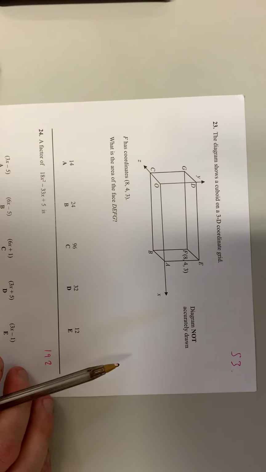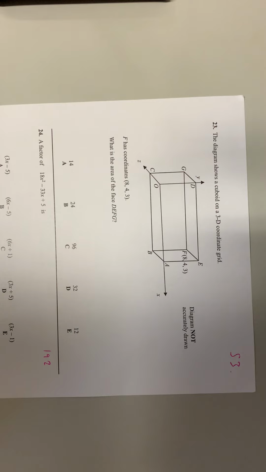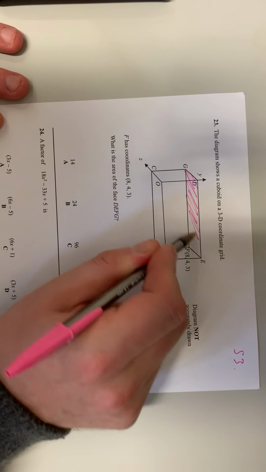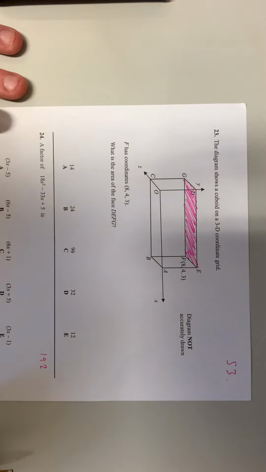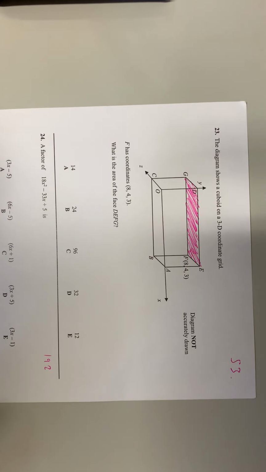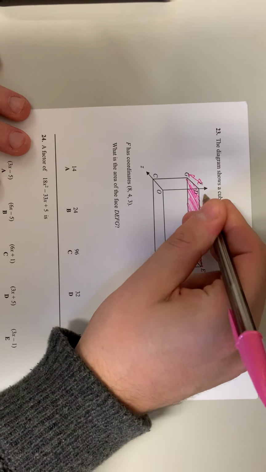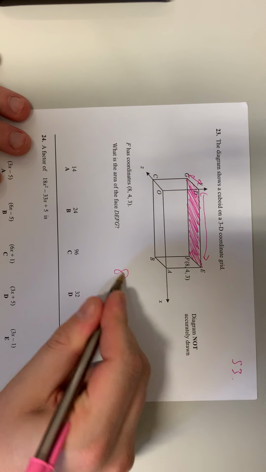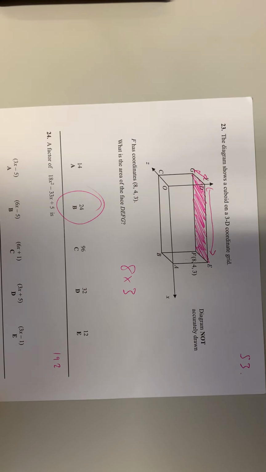Diagram shows a cuboid on a 3D coordinate grid. F has coordinates 8, 4, 3. What is the area of the face DEFG? So DEFG is this rectangular face here, like so. So it's gone up the y-axis, but it is not necessarily factoring in the y-axis. That is factoring the z-axis, and it's also affecting the x-axis. So I need to look at the x-coordinate and the z-coordinate and multiply them together. So really this question says, what is 8 times 3? So the area must be 24.